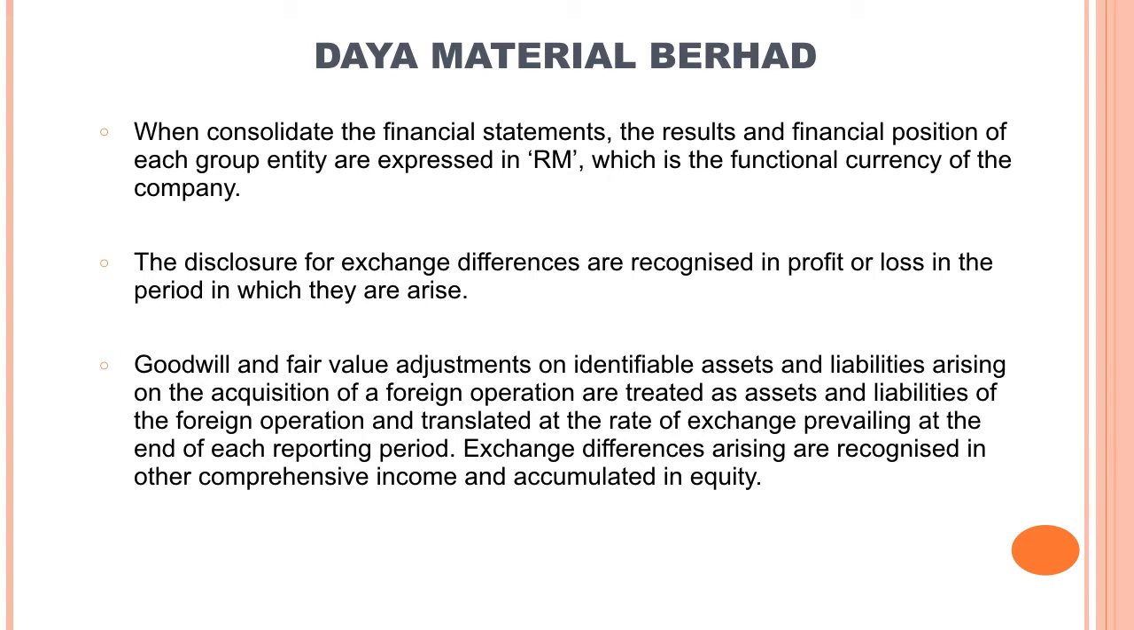Now let's look at foreign operation by Daya Material Berhad. When consolidating the financial statements, the results and financial position of each group entity are expressed in RM, which means Ringgit Malaysia, the functional currency of the company. Exchange differences are recognized in profit or loss in the period in which they arise. Goodwill and fair value adjustments on identifiable assets and liabilities arising on the acquisition of a foreign operation are treated as assets and liabilities of the foreign operation and translated at the rate of exchange prevailing at the end of each reporting period.